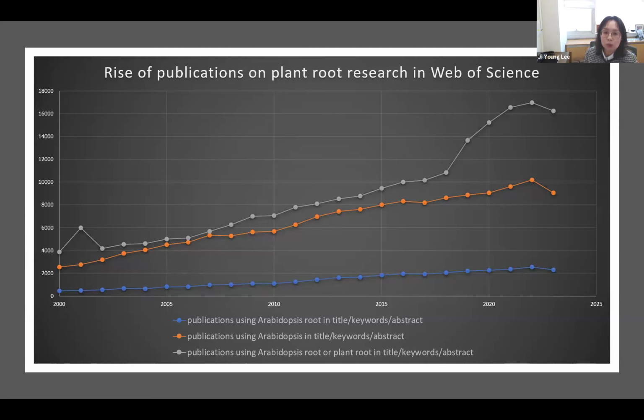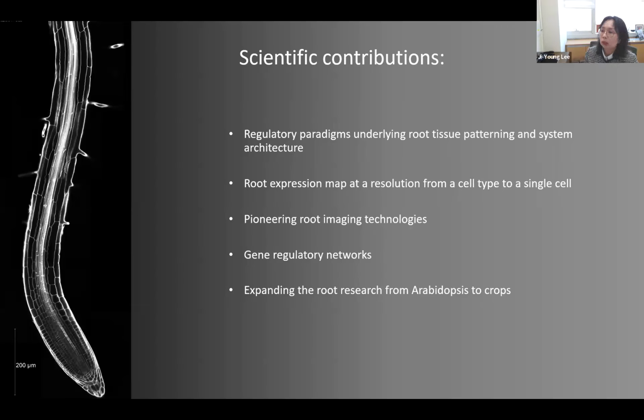This upward trend reflects the growing body of knowledge, tools, and resources available for root research, many pioneered by Philip Benfey and his colleagues through their groundbreaking genetic studies of Arabidopsis root development. Their collective efforts have provided answers to several fundamental questions in developmental biology.